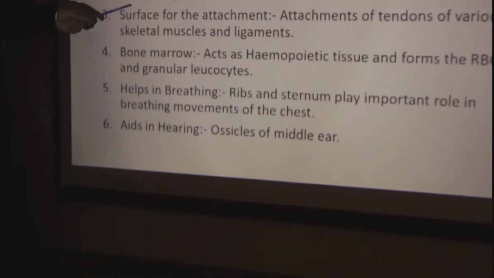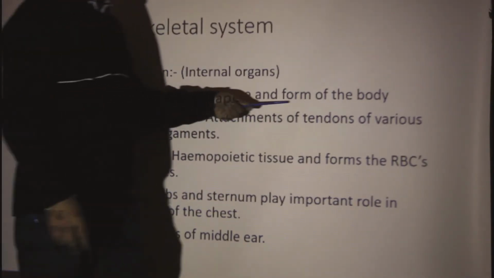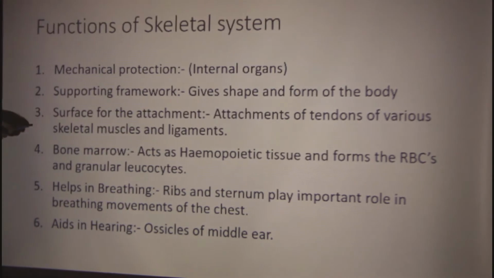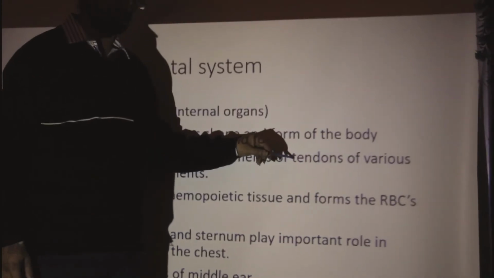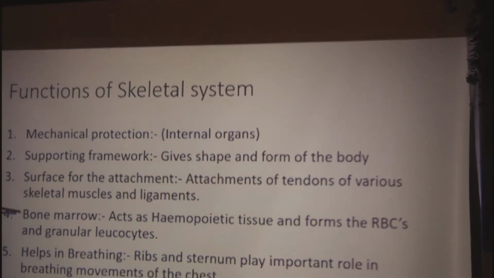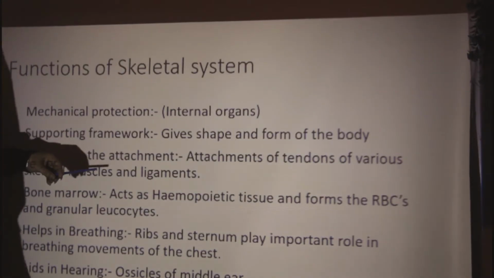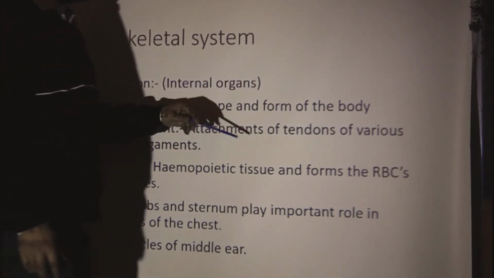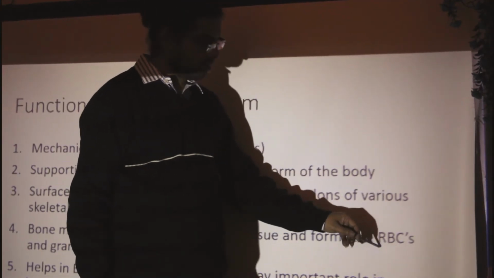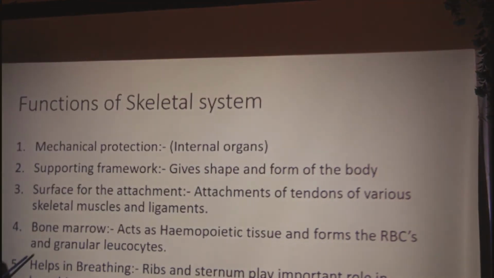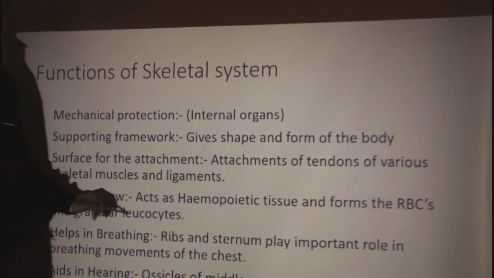The skeletal system is a supporting framework. It gives shape and form to the body. It provides support for the attachment of muscles to the bones. Bone marrow: the skeletal system, more appropriately the bones, acts as hematopoietic tissue and forms the RBCs, which are the red blood cells, or red blood corpuscles, or erythrocytes. It helps in the hematopoiesis of new blood cells and the formation of granular leukocytes.